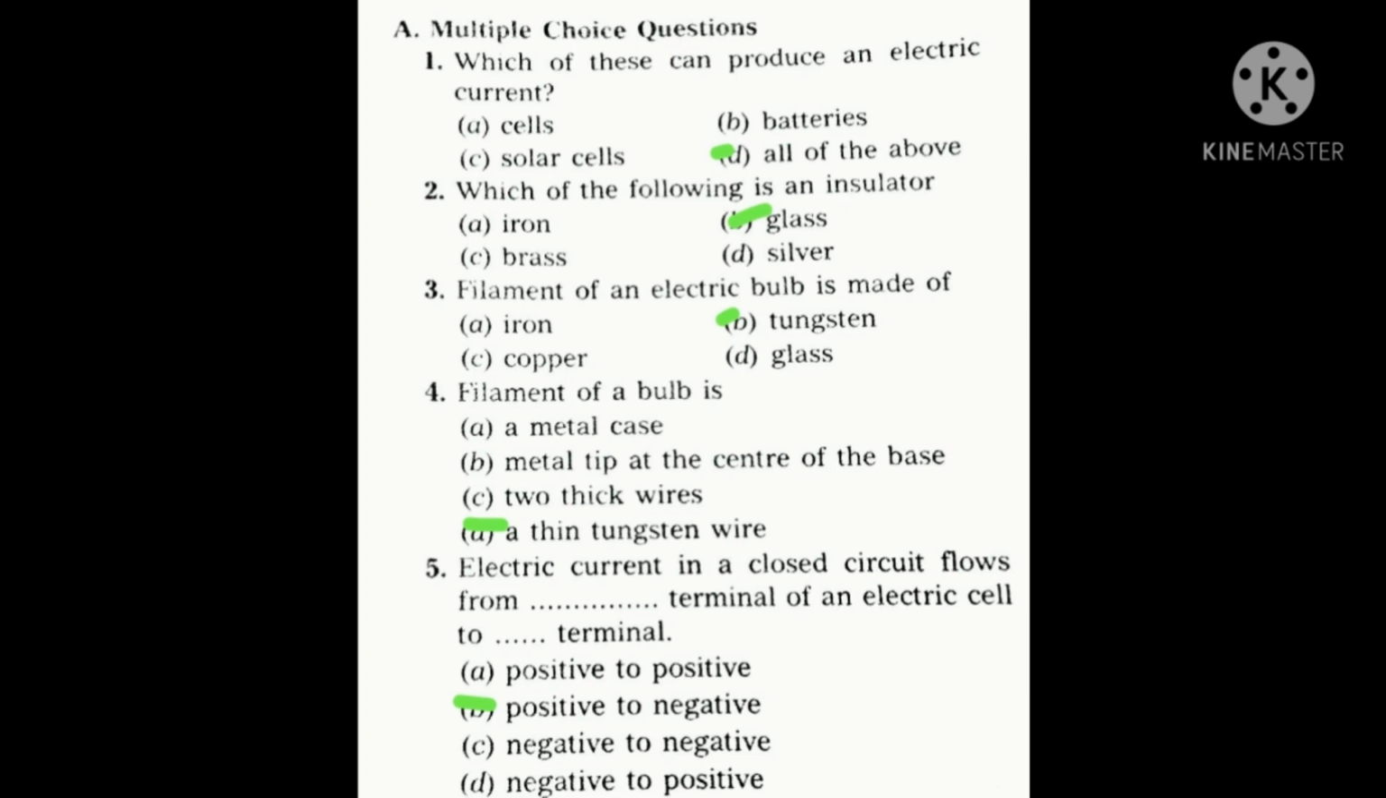And fifth one, electric current in a closed circuit flows from dash terminal of an electric cell to dash terminal. We already discussed this one. Yes, electricity always flows from the positive terminal to the negative terminal. Electric current in a closed circuit flows from positive terminal of an electric cell to negative terminal.